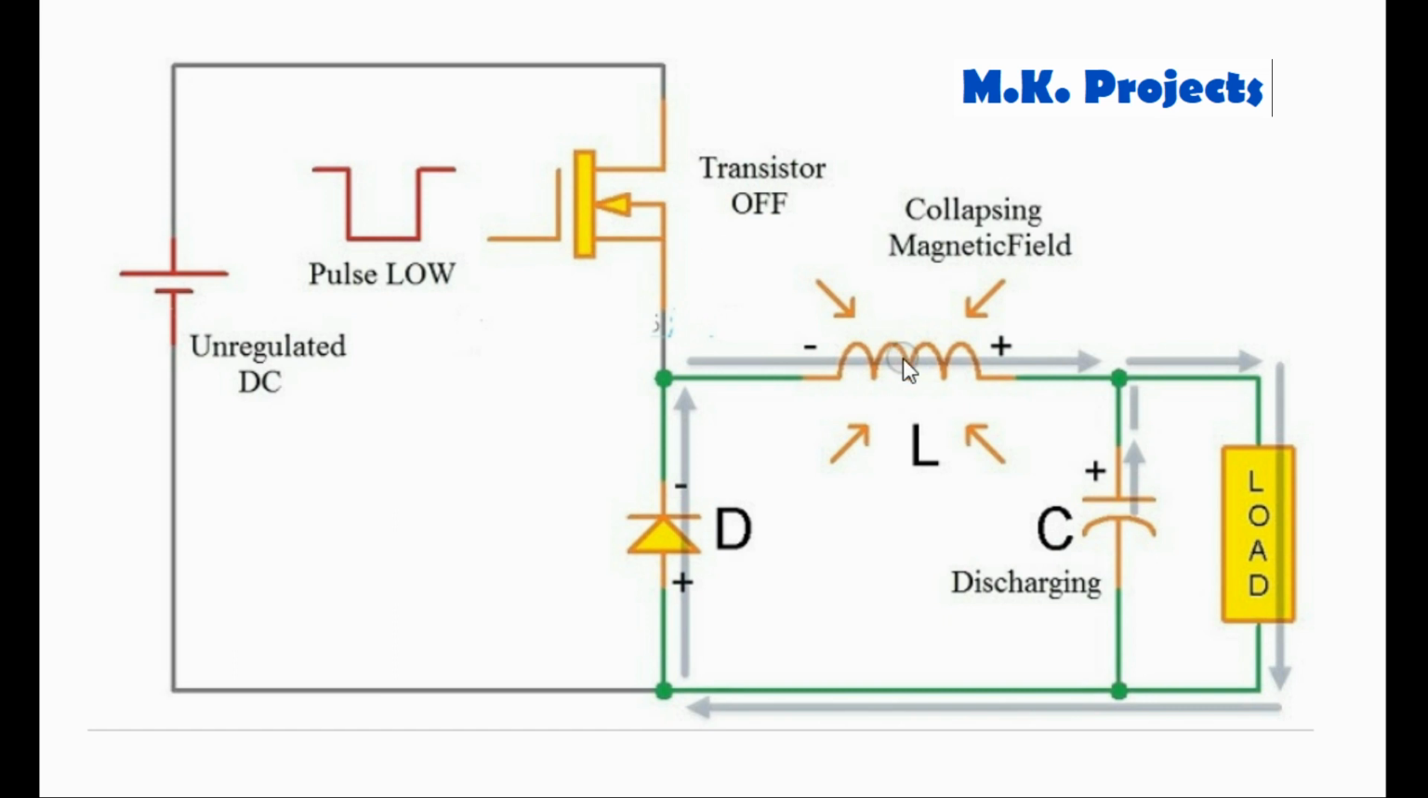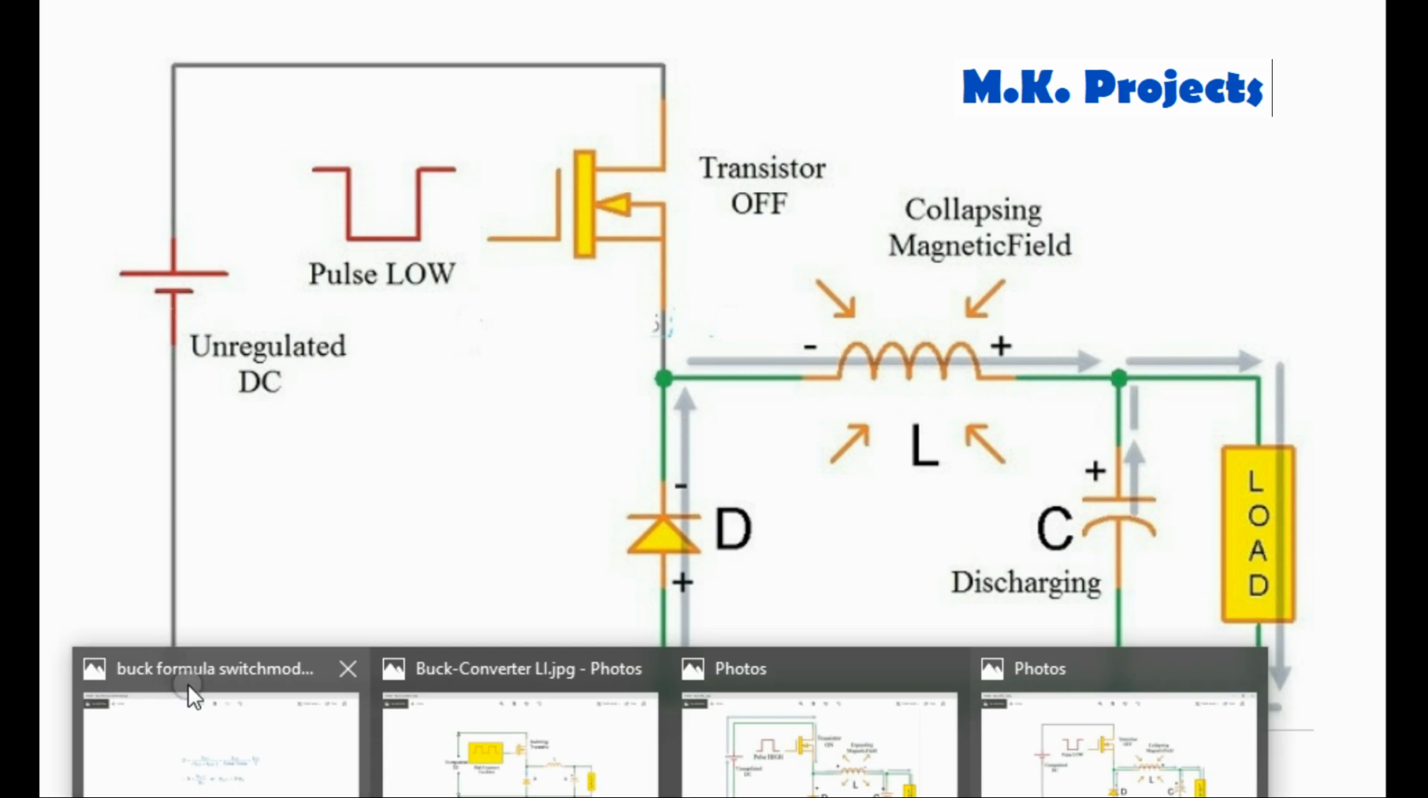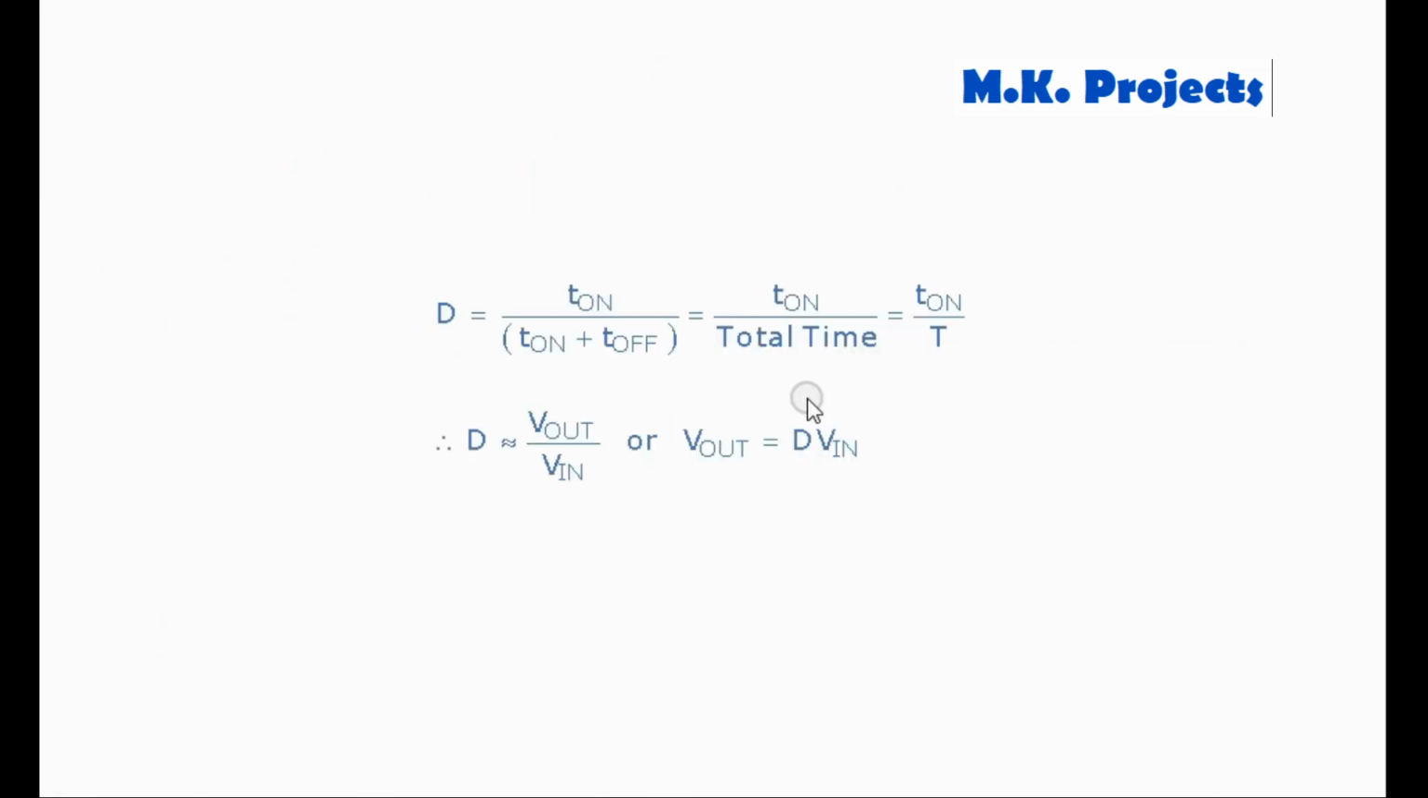So the output voltage is determined by the duty cycle and the input DC voltage, with the Vout given by the formula Vout = D × Vin. So basically, if you have a duty cycle of 50% and an input of 12 volts, then the output is 6 volts, and so forth.